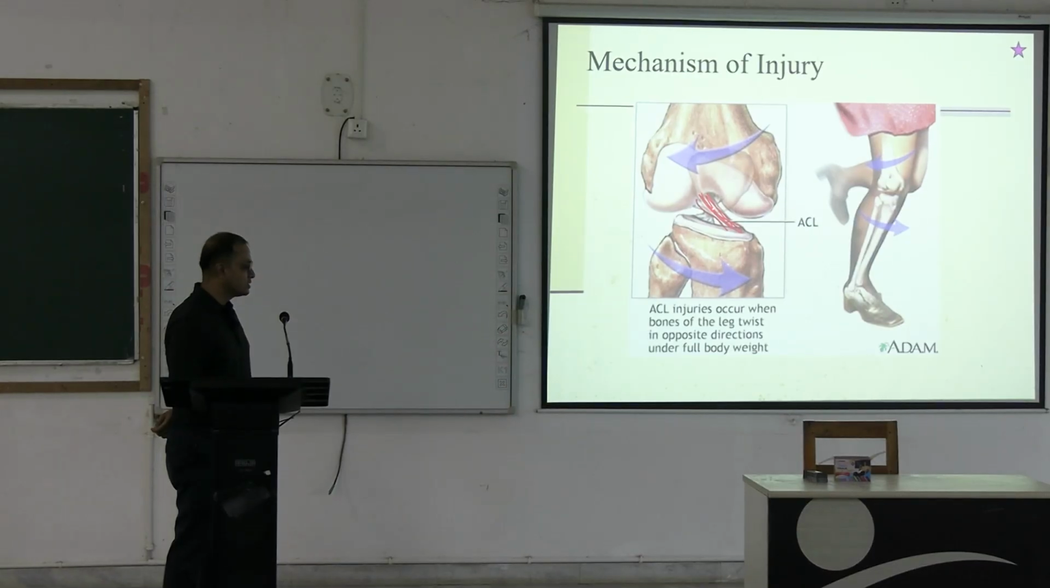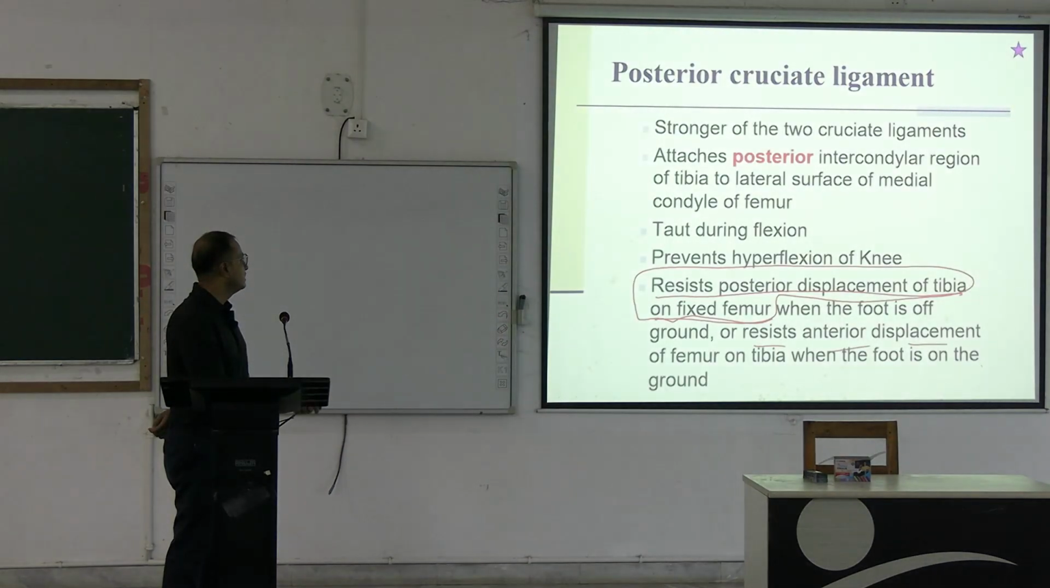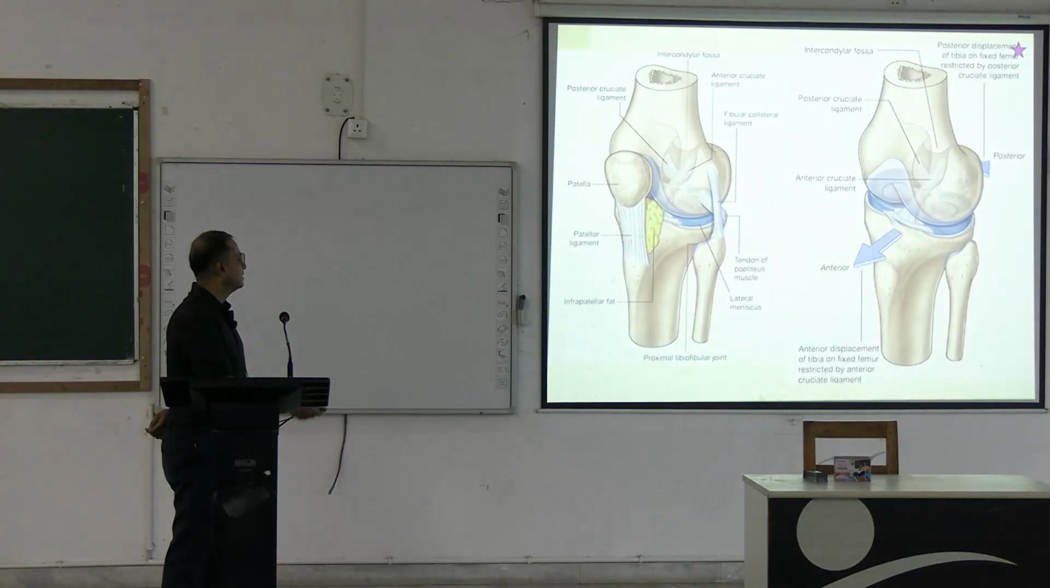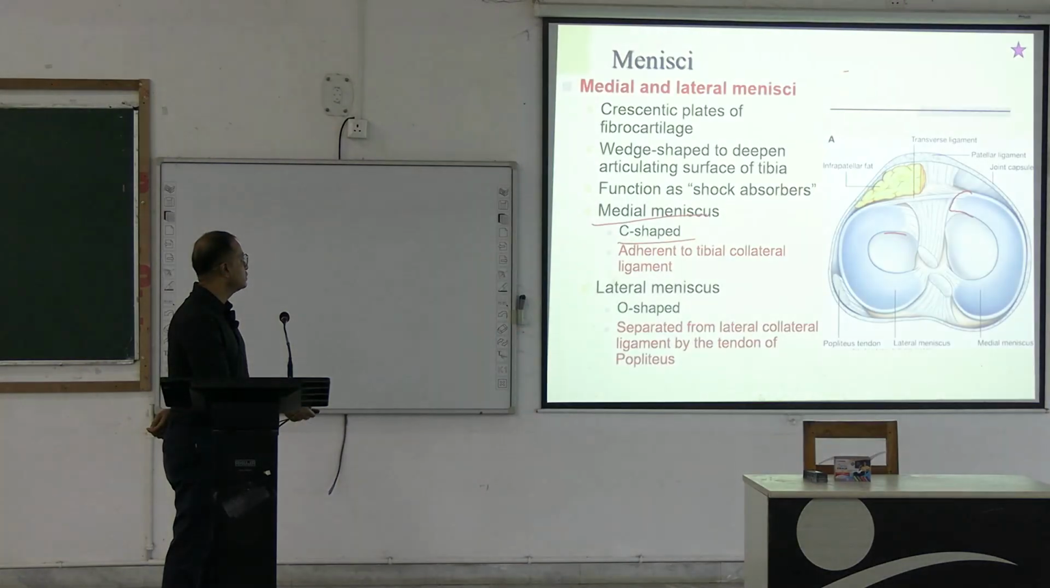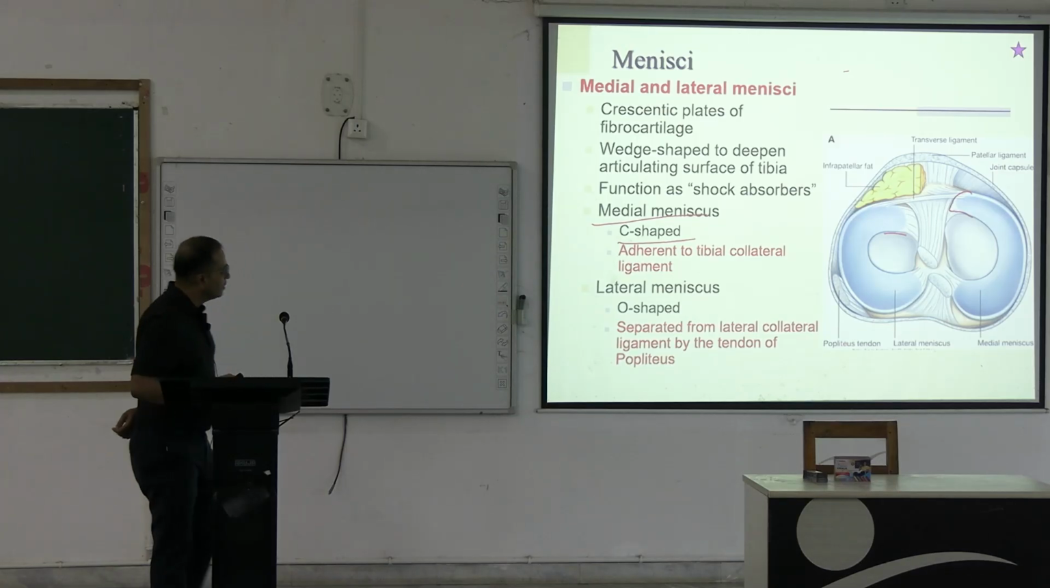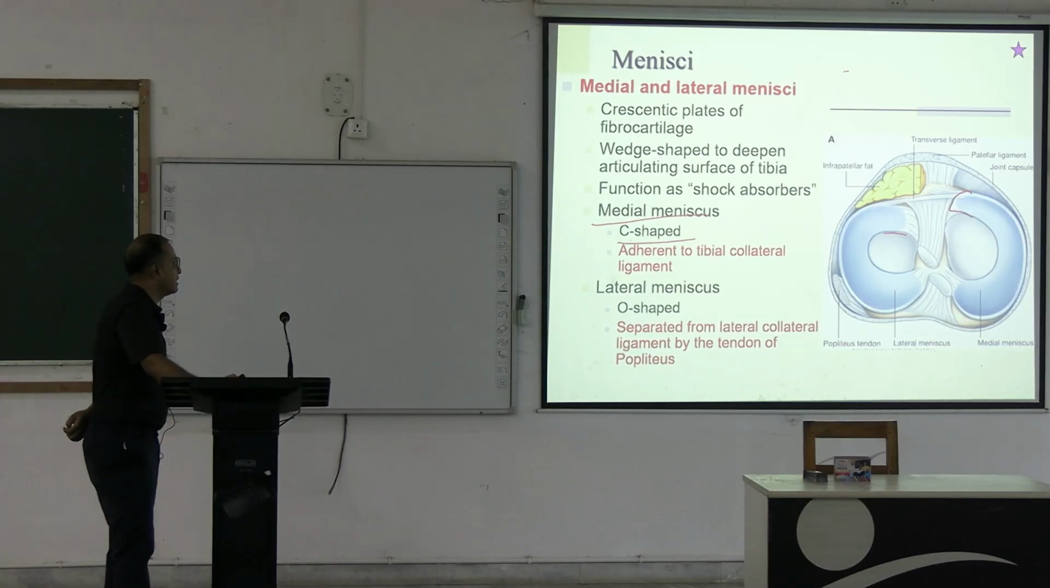Out of the posterior cruciate and anterior cruciate ligaments, ACL injuries are more common than posterior cruciate ligament injuries. These are a little bit more contributing things related to this particular knee joint. Coming to the menisci present in this knee joint, you have to know there are two of them, medial and lateral menisci.